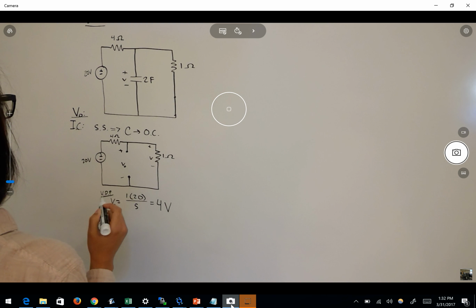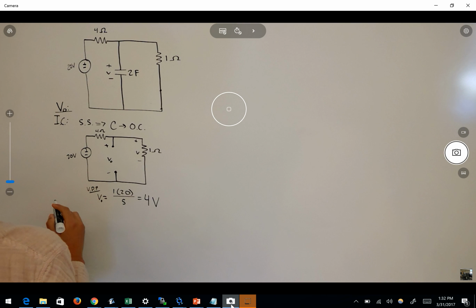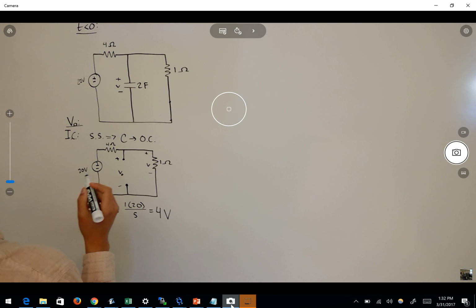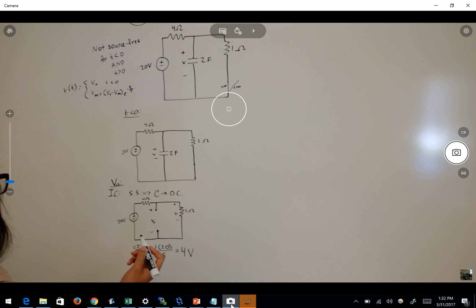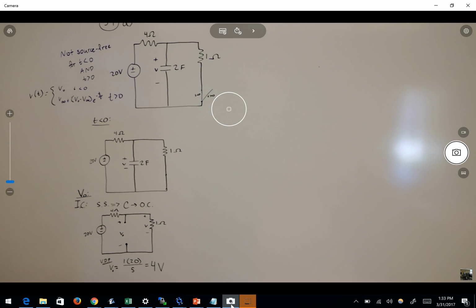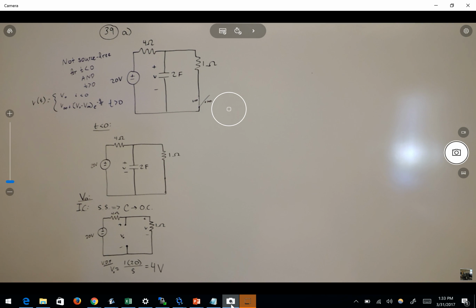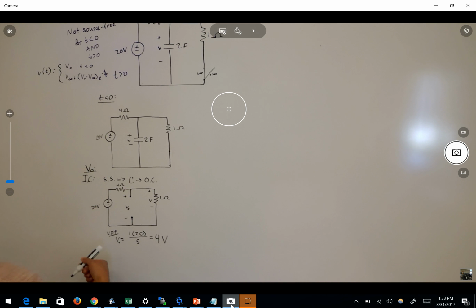Looks good. Now you have to do the R Thevenin. And then, after the switch opens, what is the resistance seen by the capacitor? Those in series, it's just going to be 4 ohms, yeah, because that 1 ohm resistor is taken out of the circuit basically.